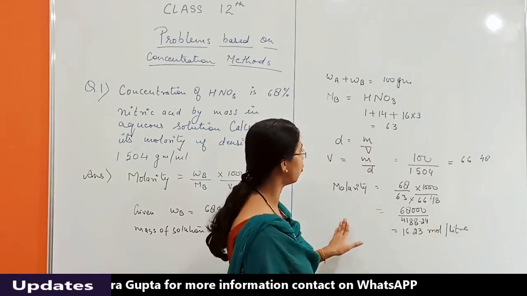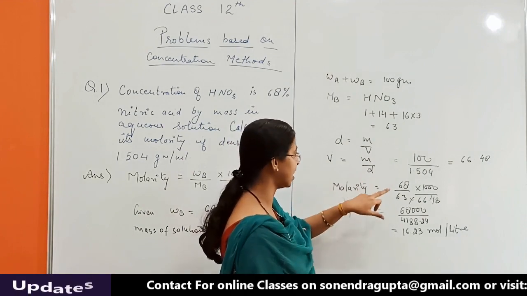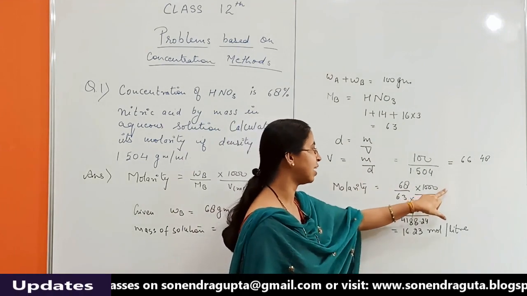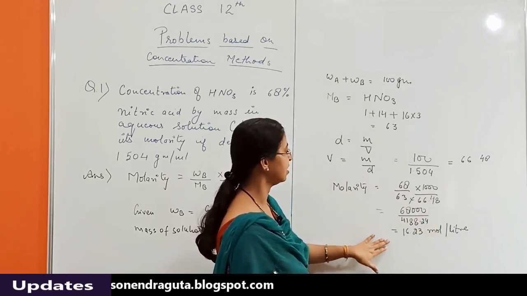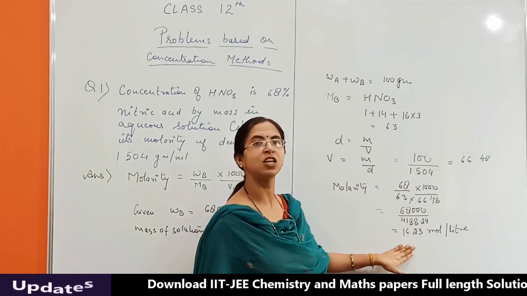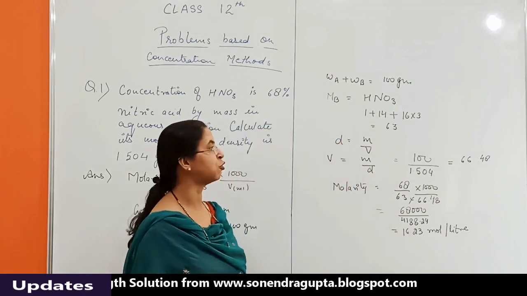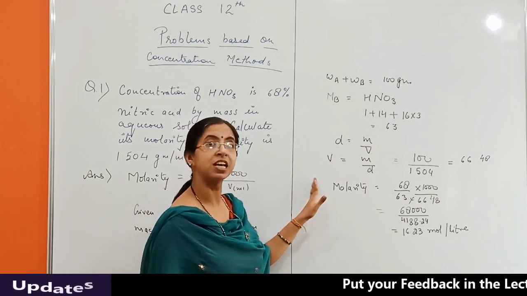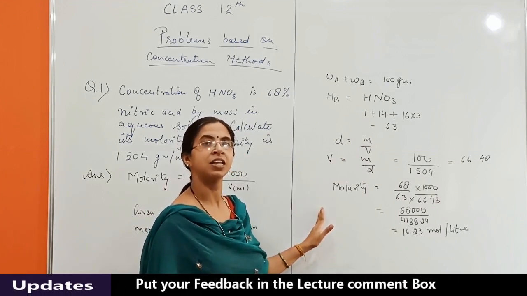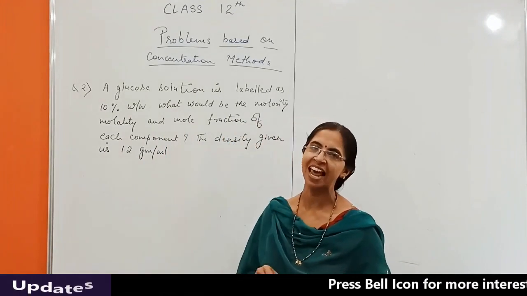So we will put in the formula of molarity: WB is 68, MB is 63, then 1000 and the volume. Now we do the calculation, and the answer comes to be 16.23 moles per liter. While doing this type of numerical, you have to take care whether the volume or the mass is given, and what type of conversion you have to do. Now let us move to the next numerical.